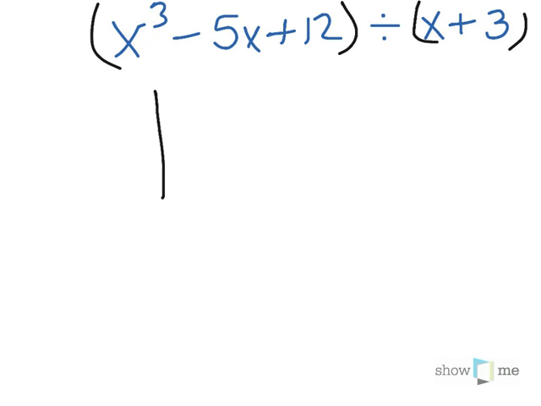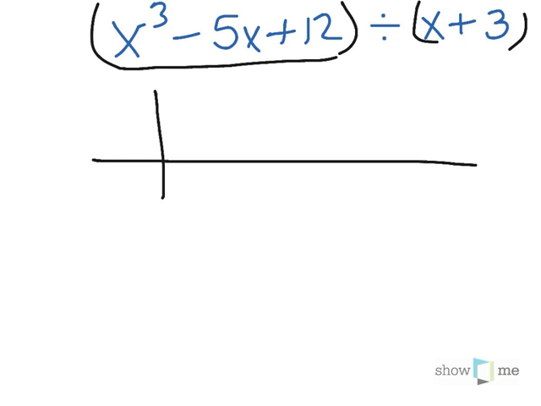Synthetic division starts with a chart. Okay, and in this chart I'm going to put all of the coefficients that are involved in my big polynomial. So I'm going to take this first polynomial, x cubed minus 5x plus 12, and I'm not going to write any variables. I'm going to write the numbers that go with it. Now here's something to look out for. X cubed has a 1 with it, so that's the first number I put.